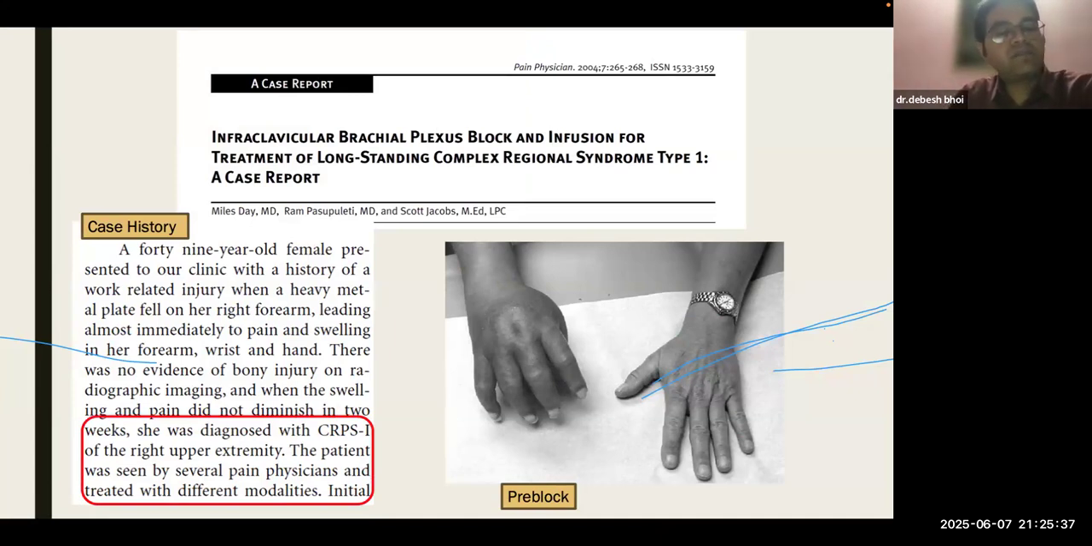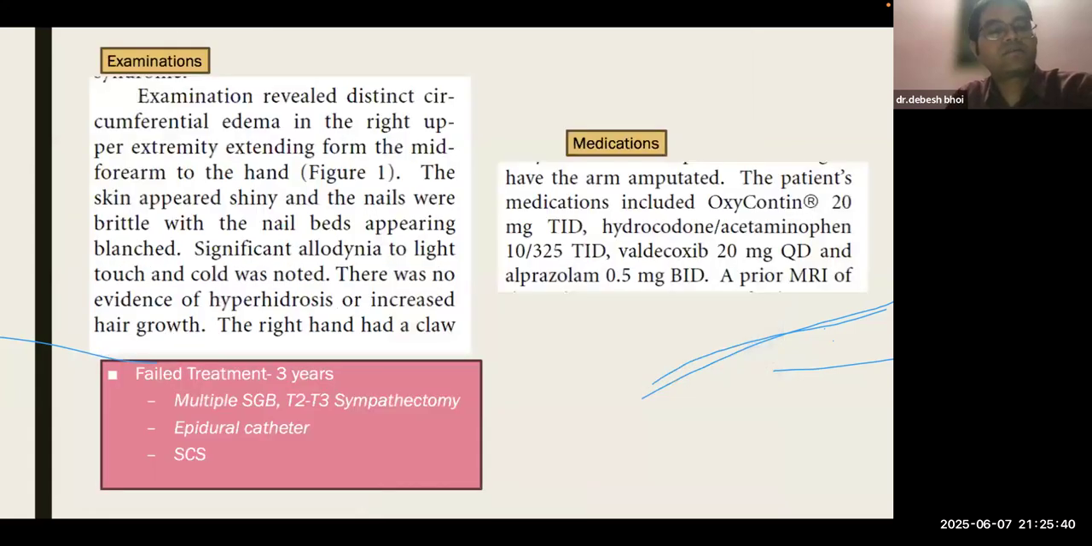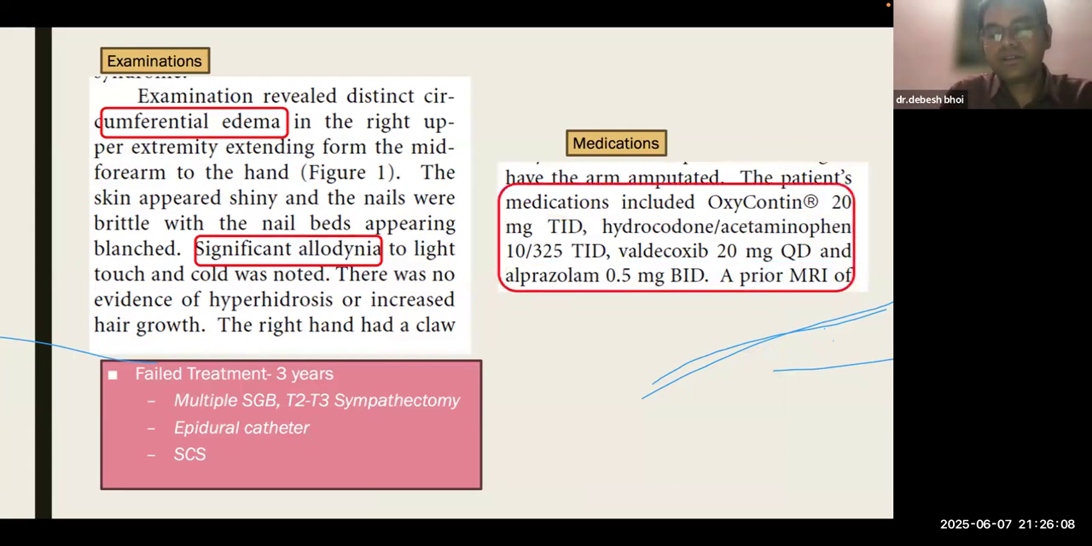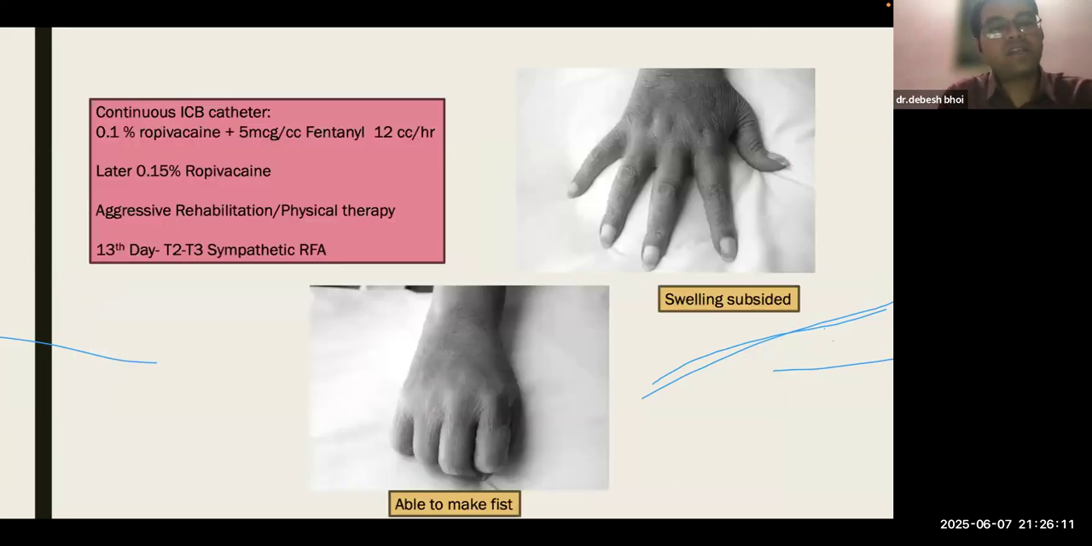The patient was seen by several pain physicians and treated with different modalities. On examination, there was circumferential edema and significant allodynia, the patient had a claw hand like this, and was receiving so many drugs. Also, in the last 3 years, she had failed treatment with multiple stellate ganglion blocks, T2, T3 sympathectomy, epidural catheter, even spinal cord stimulation. So this is the alternative they found: let us try an infraclavicular catheter.